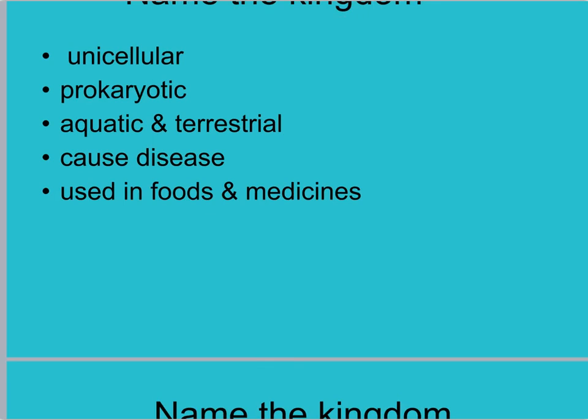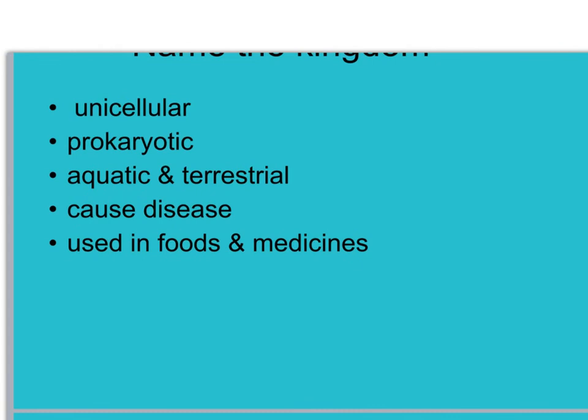Okay, so this just says, name that kingdom. Which kingdom is going to have unicellular prokaryotes that live in both aquatic or terrestrial conditions? They cause disease and they're used in food and medicine. So this is basically like normal bacteria. So this is going to be eubacteria. I know it's bacteria because it's prokaryotic. And because they cause disease and are used in foods and medicines, I know that's my normal true bacteria.